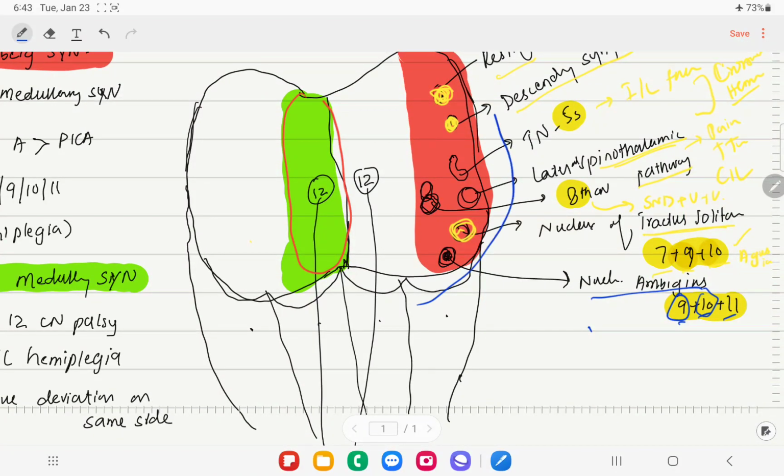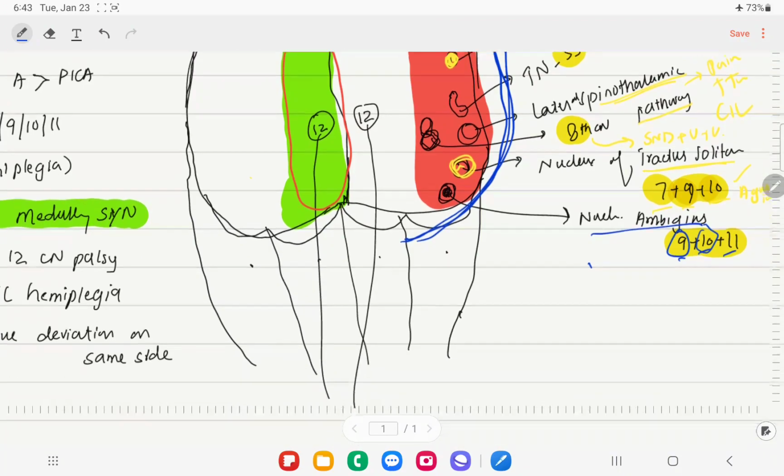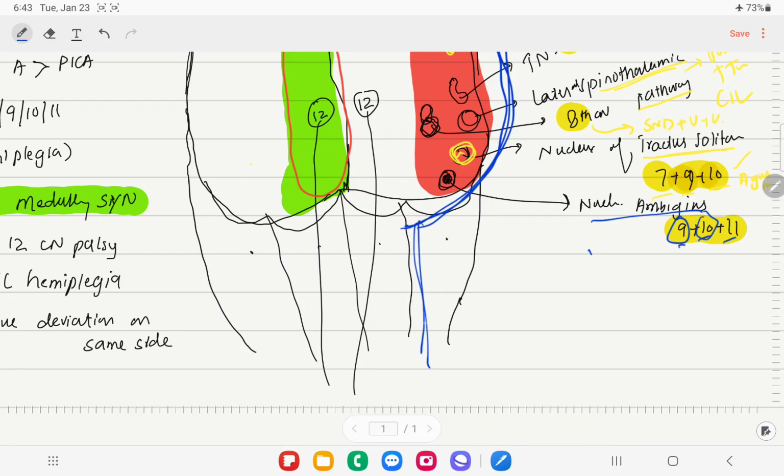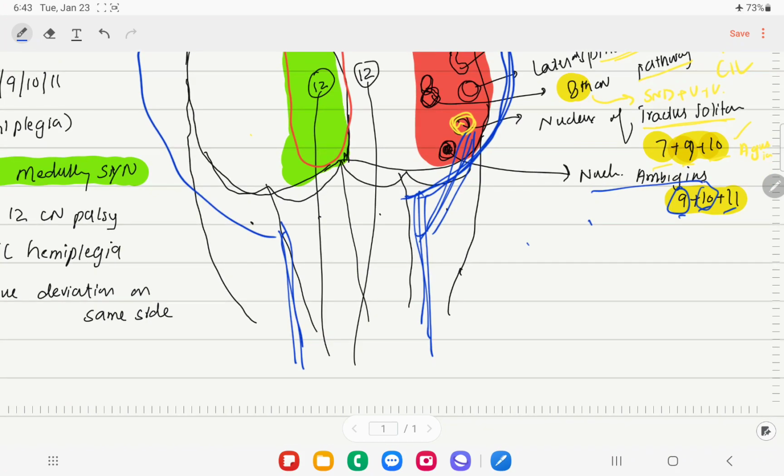And the lateral part of the medulla is called lateral medullary syndrome, and this part is supplied by the artery we know as the PICA. We can see this one is the vertebral artery, which is going to supply the lateral aspect as well. So in the lateral medulla, sometimes the vertebral artery or PICA is involved in these patients. So in lateral medullary syndrome, we'll have PICA involvement.